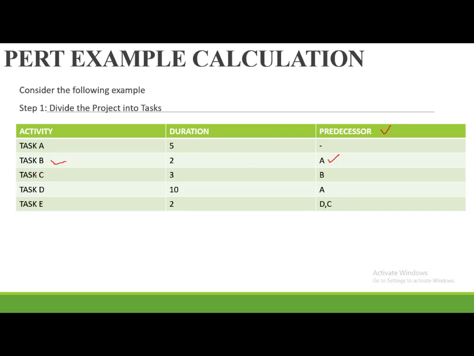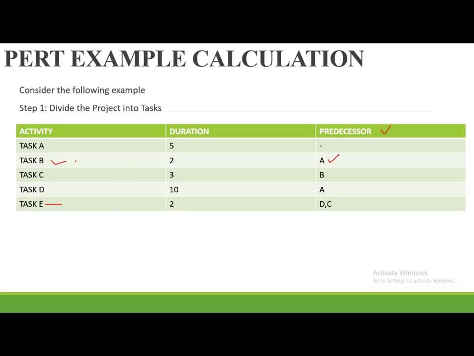Similarly, you can see task C depends on task B. So task B has to be completed for task C to start. Similarly, task D is dependent on task A. It means task A has to be completed for task D to start. Task E relies on two predecessors, task D and C, meaning that both tasks D and C have to be completed before task E begins.